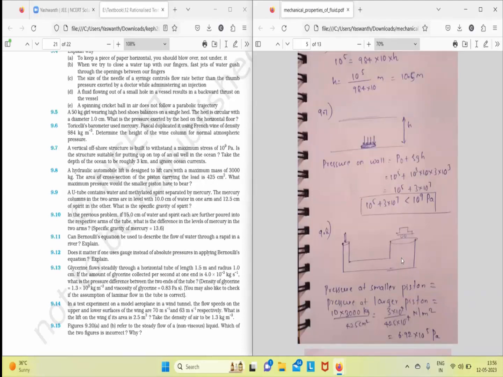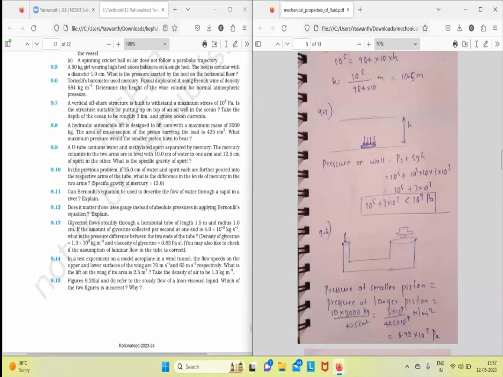And what we are doing is I am taking this wall into the sea, and I want to know whether the wall will be able to withstand the pressure under the sea level. So here you can see the diagram. This is the wall. So what will be the pressure on the wall now? The pressure on the wall will be P naught plus rho g h. And if you calculate its value, it will be 10 power 5 plus 3 into 10 power 7, which is less than 10 power 9. So the wall which we built will be able to withstand the pressure under the seawater.